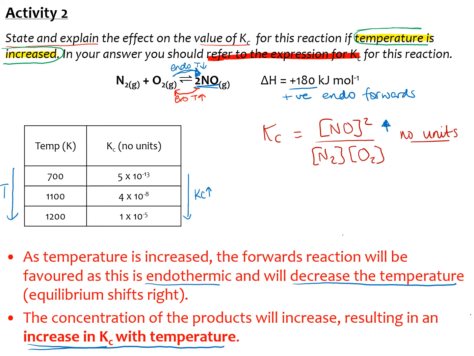Kc can have any value. It doesn't matter. There's no sort of range of data that we're looking at. It can be very big, it can be very small. But there we go.